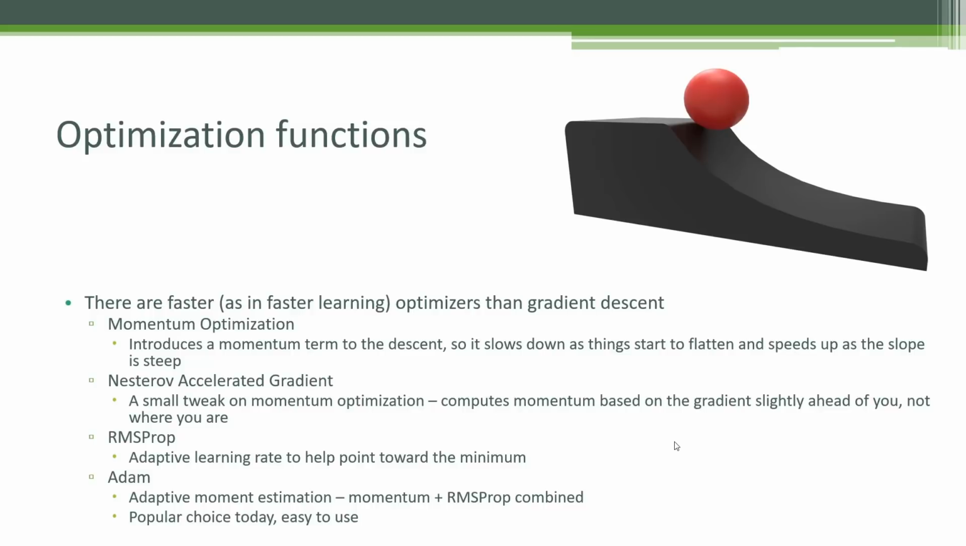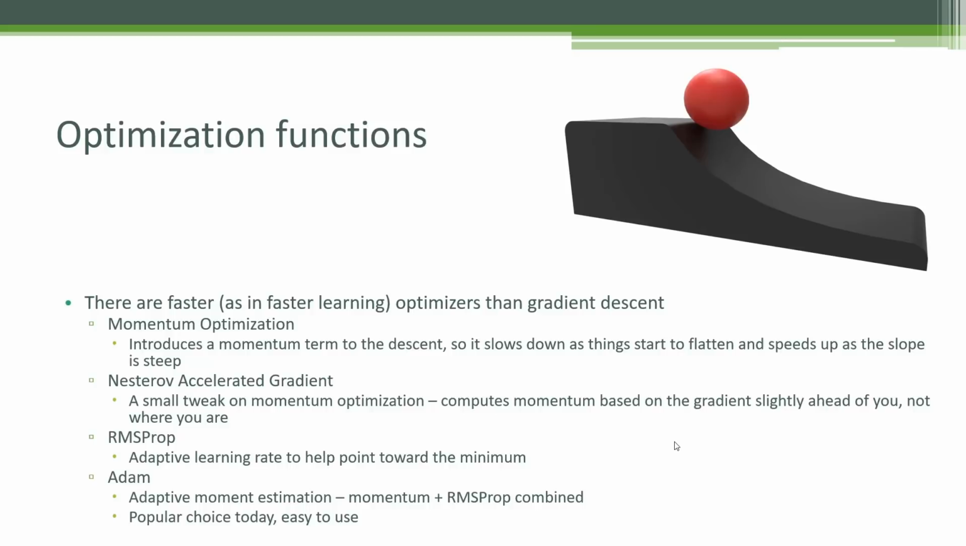Wow, I never used the word learning curve in the context where it actually means something mathematically meaningful. But anyway, there's also something called the Nesterov accelerated gradient, which is just a tweak on top of momentum optimization. Basically, it's looking ahead a little bit to the gradient in front of you to take that information into account, so that works even better. There's also something called RMS prop, which is just using an adaptive learning rate. That, again, helps point you in the right direction toward the minimum.